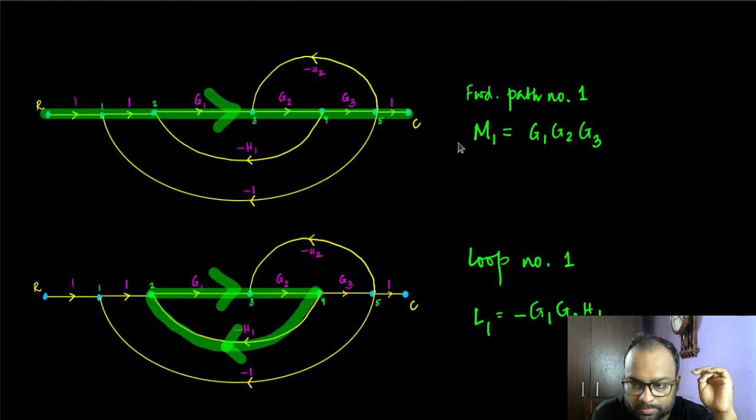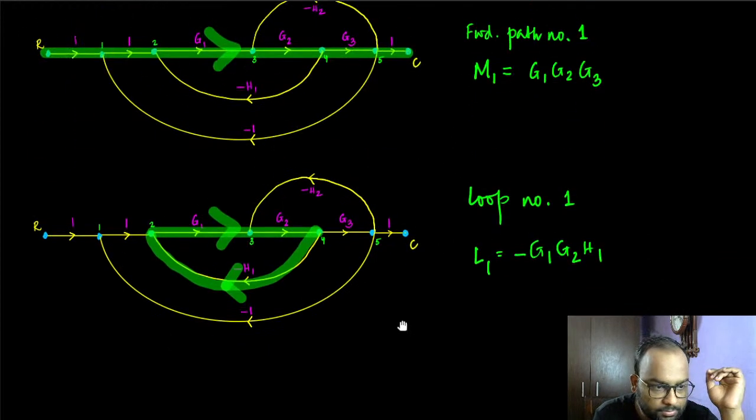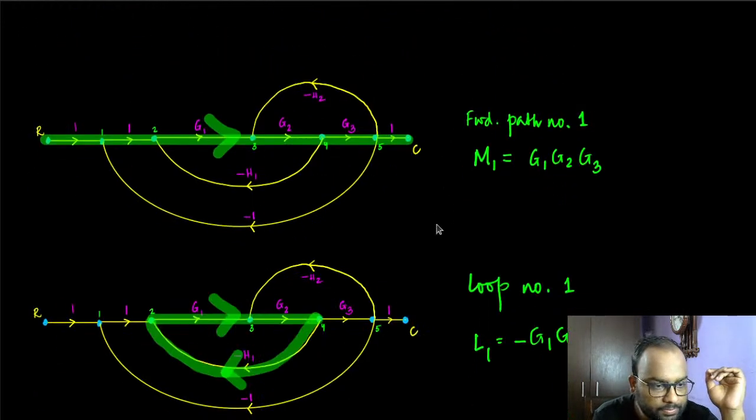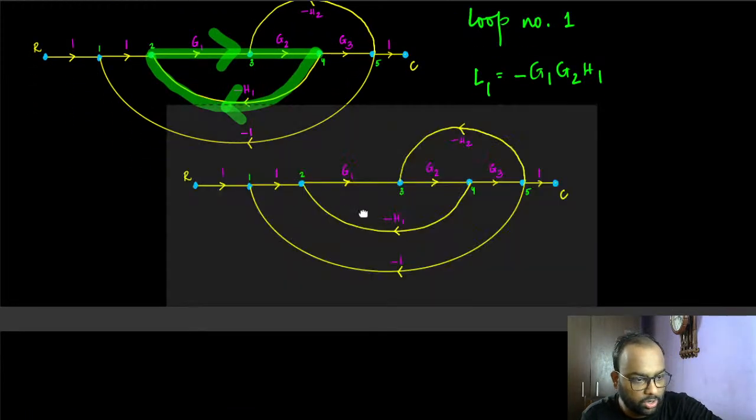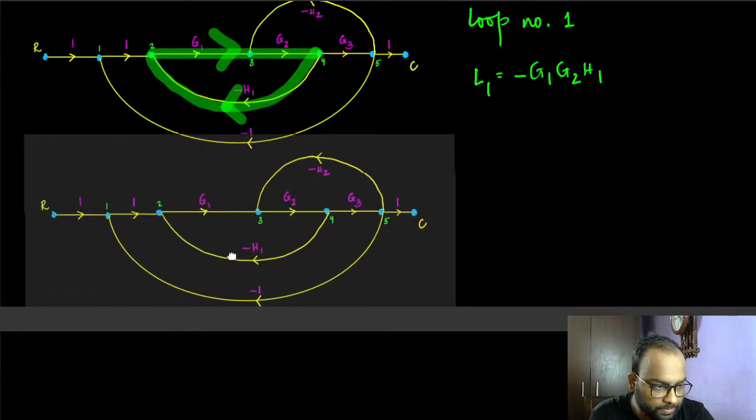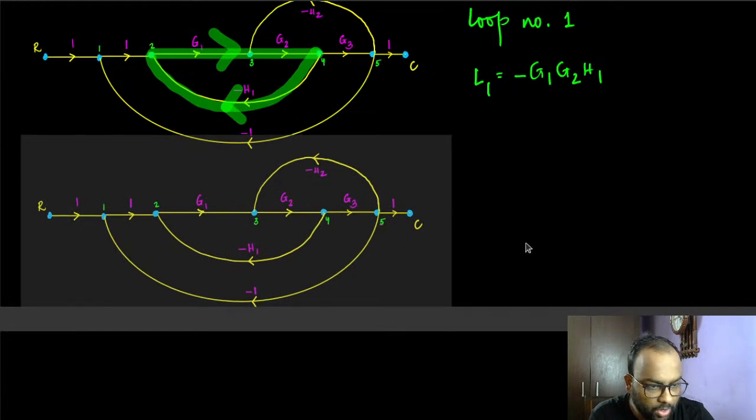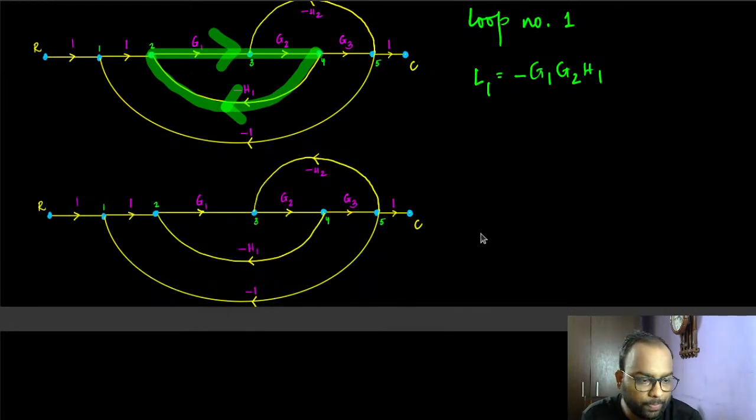This is the forward path gain of path number 1. Got it? I think no problem there. So let's talk about the next portion here. Do you have another loop? Yes, we have another loop. So let's talk about that.